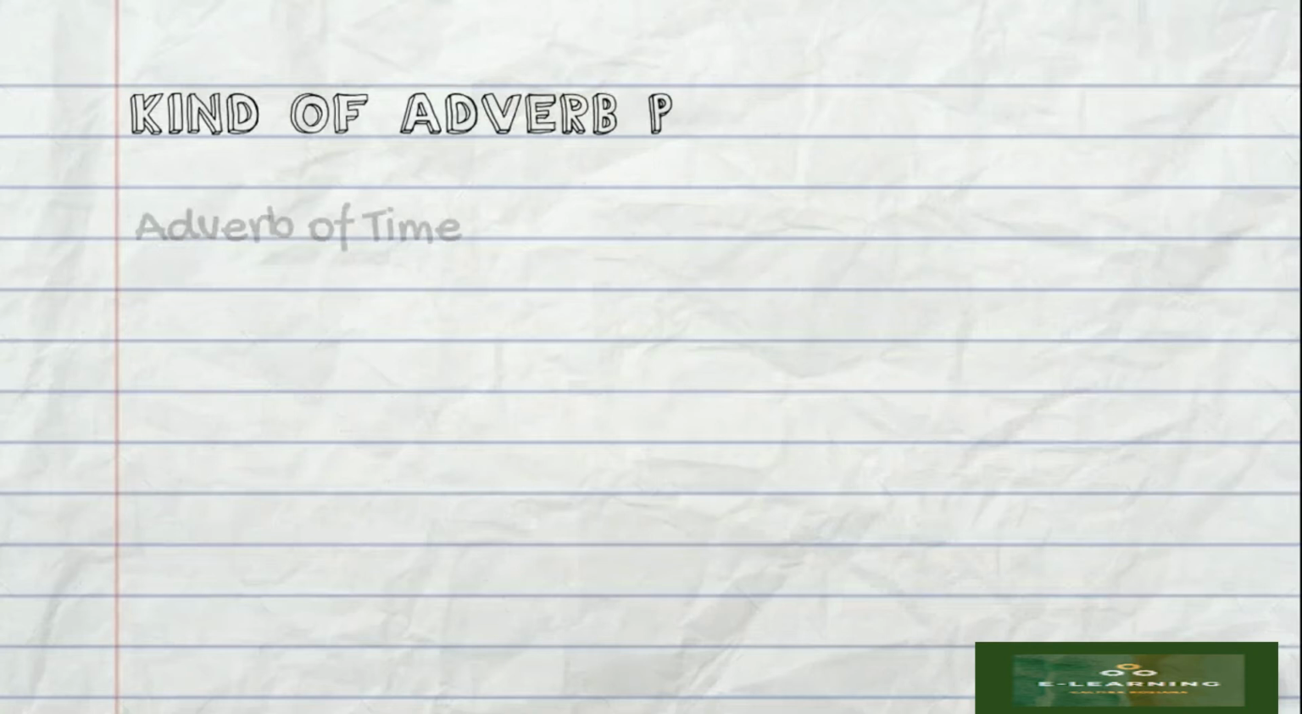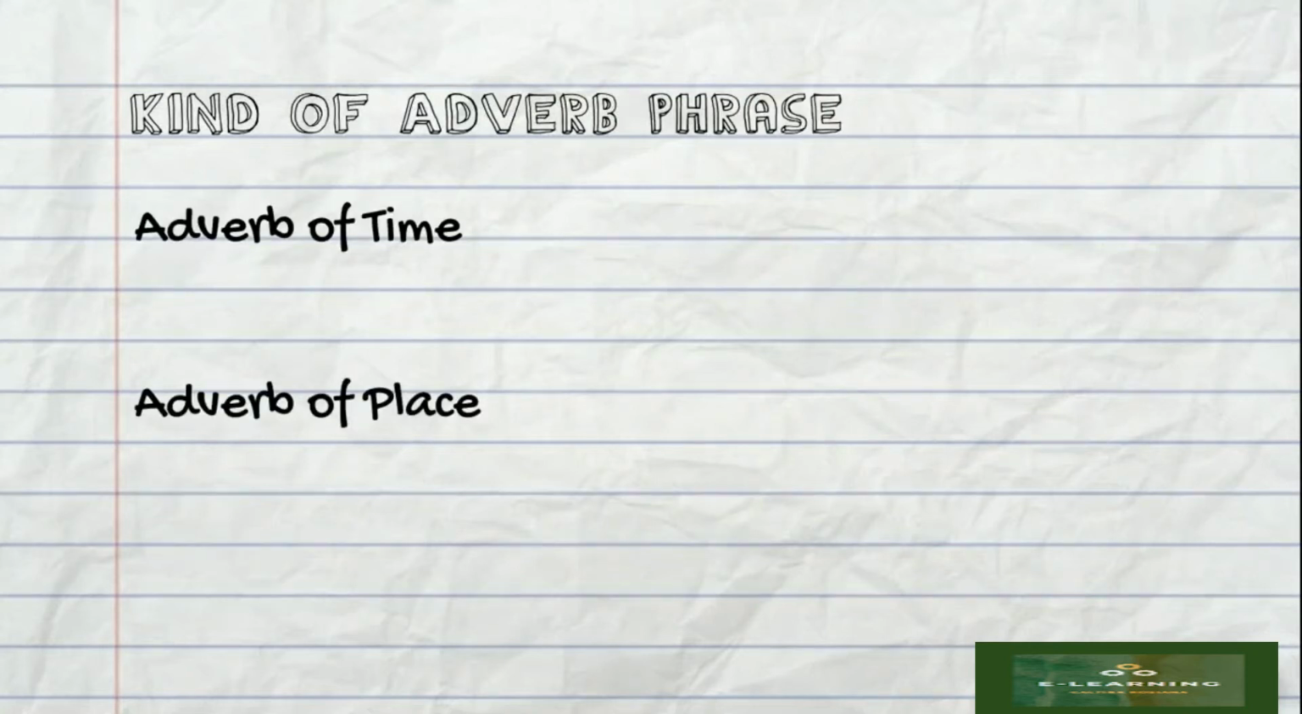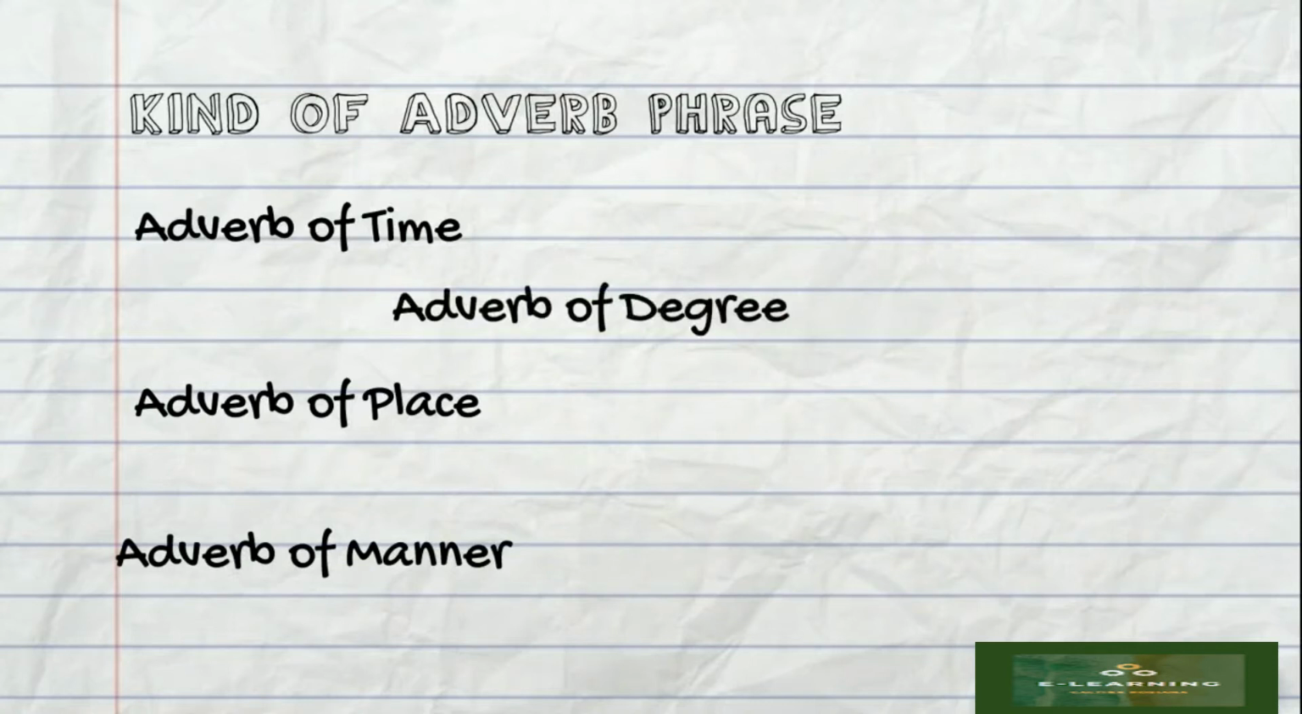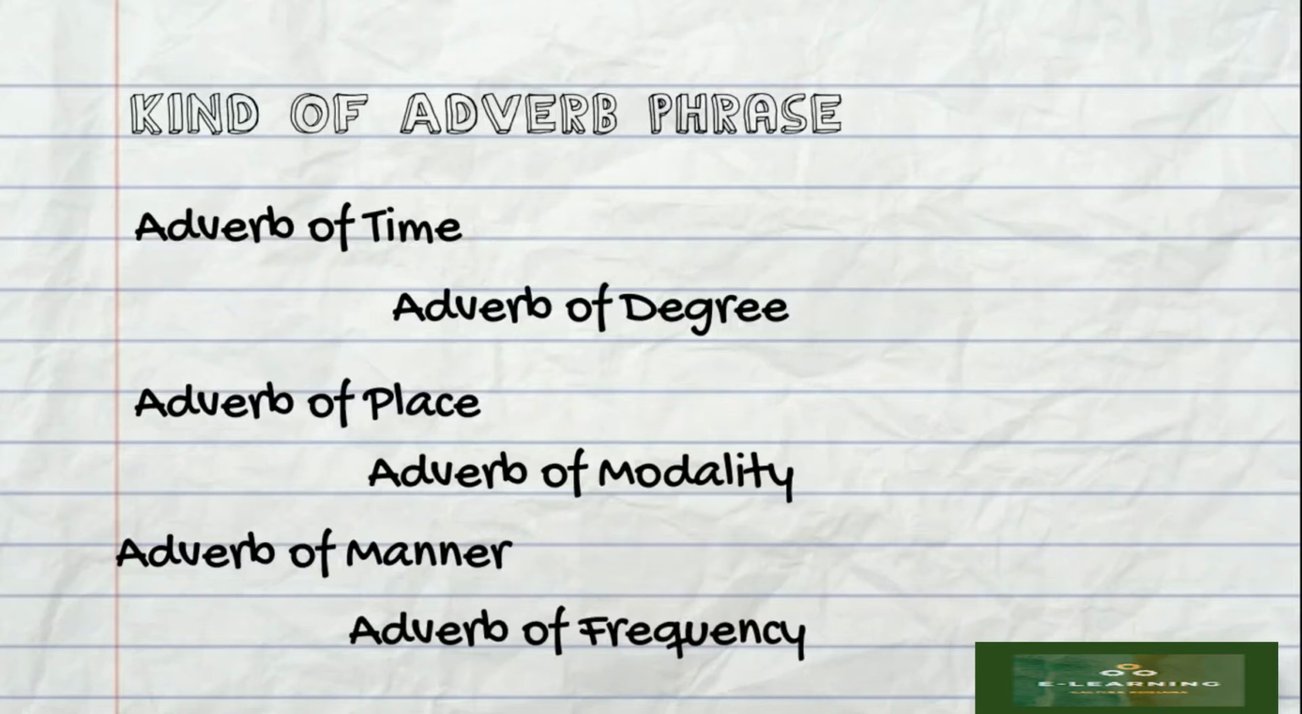For more information about the kinds of adverbial phrases, we are going to talk about adverb of time, adverb of place, adverb of manner, adverb of degree, adverb of modality, and also adverb of frequency.